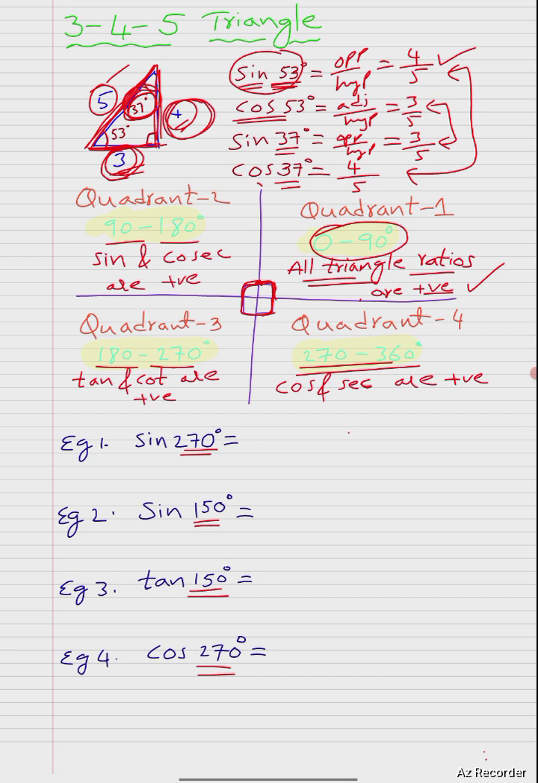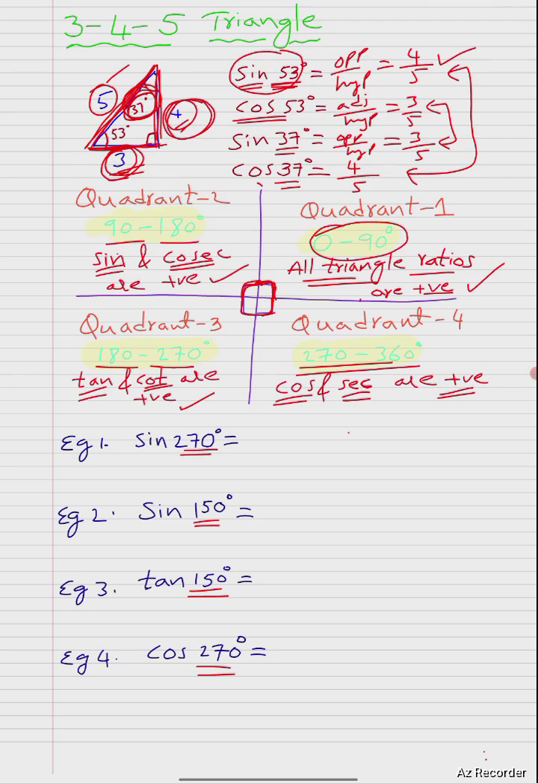In second quadrant, only sine and cosecant are positive. In third quadrant, tan and cotan are positive, and rest of the ratios are negative. In fourth quadrant, cos and secant are positive, and rest of the ratios are negative.